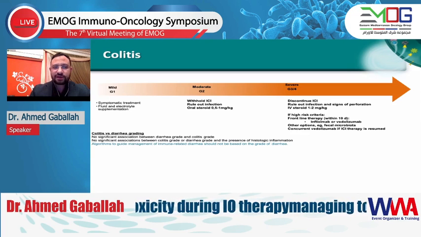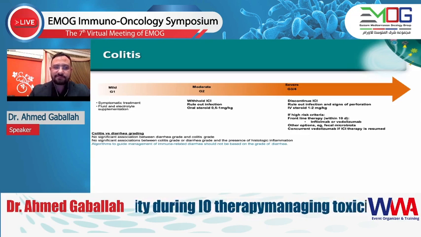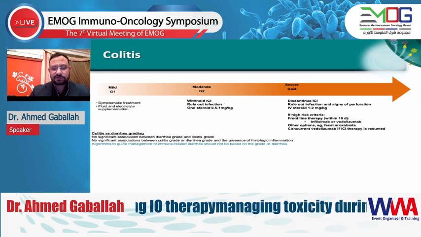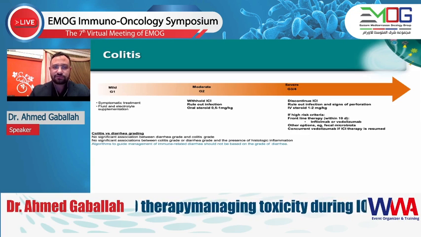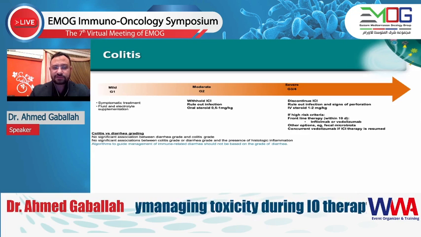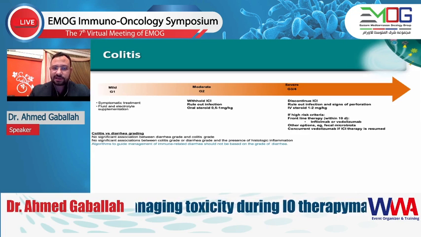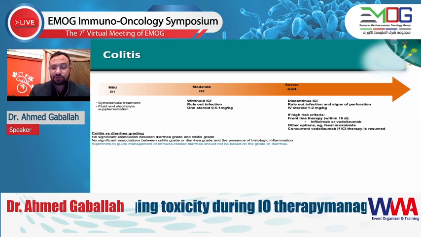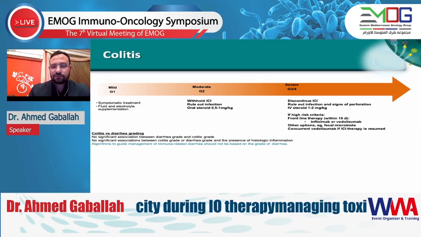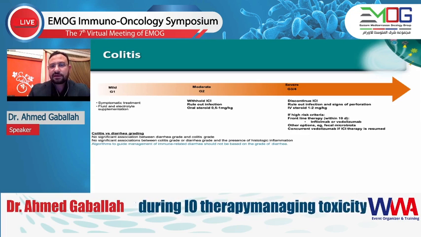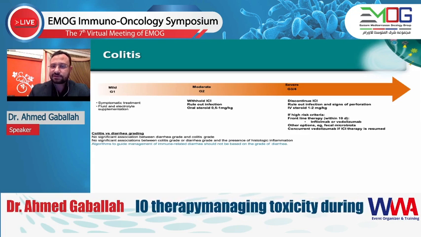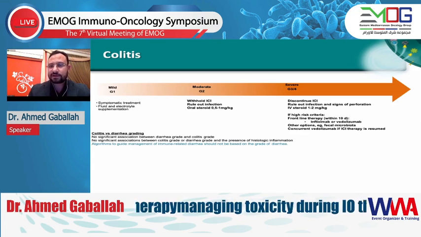Usually the patient in grade 1, he has symptoms, usually can be treated by symptomatic treatment, fluid electrolyte supplementation, and he can continue his treatment. But if the patient has grade 2 or higher toxicities, the immunotherapy should be stopped. If grade 2, we start with oral steroids at 0.5 to 1 milligram per kg, and we should rule out any infection. If he has grade 3 or 4, which is considered severe colitis, we should discontinue immune checkpoint inhibitors completely, and we start IV steroids at 1 to 2 milligram per kg.